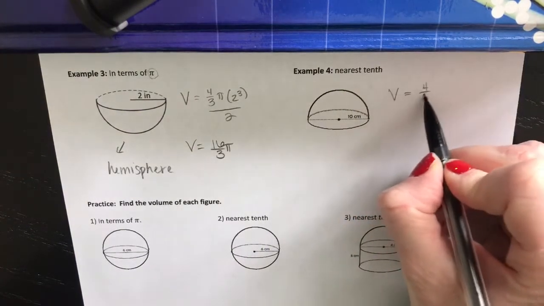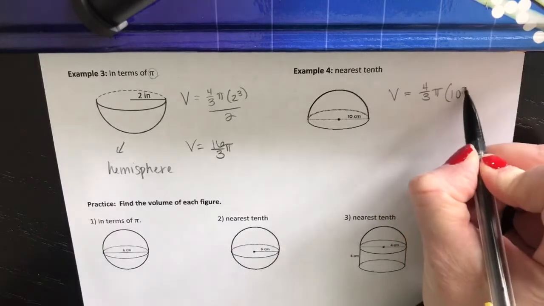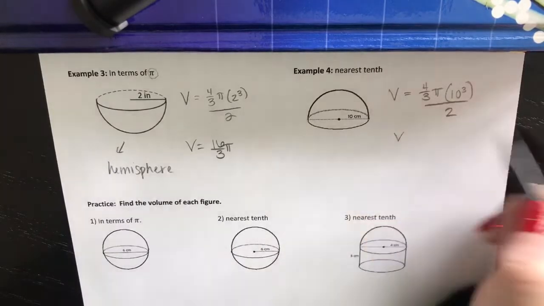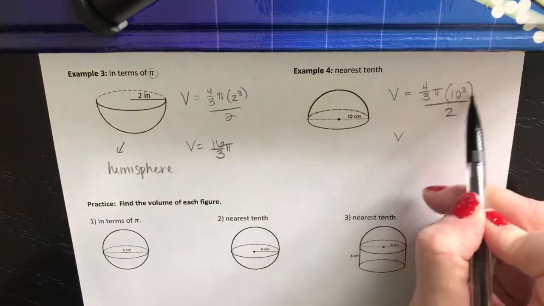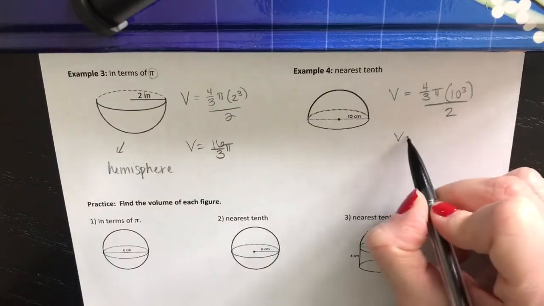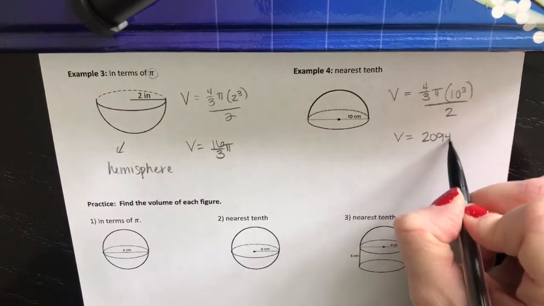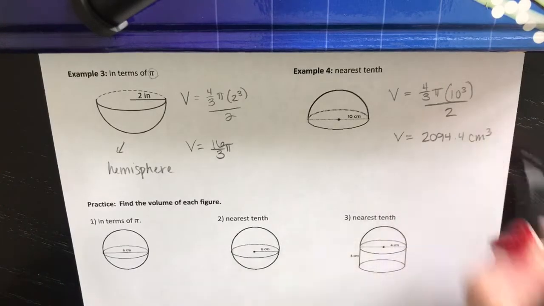Okay, this one is nearest tenth. Volume equals 4/3 pi 10 cubed divided by 2. So as you saw what I did before, you can type this whole thing in divided by 2, and it would be 2094.4 centimeters cubed.